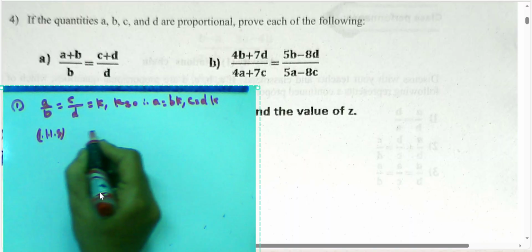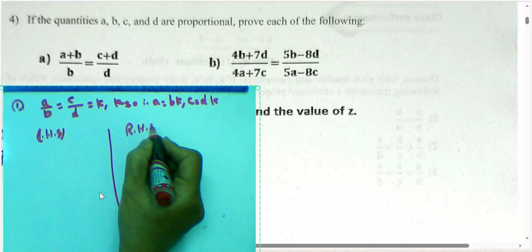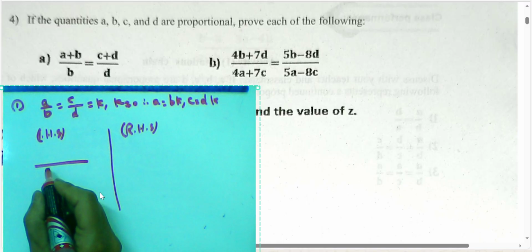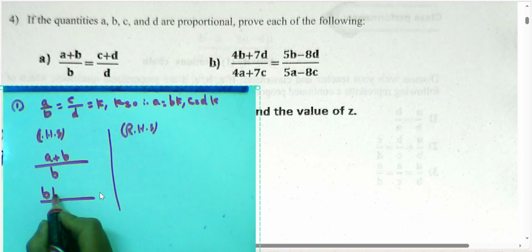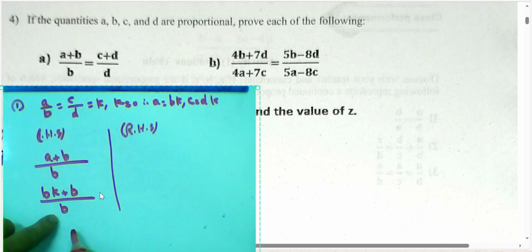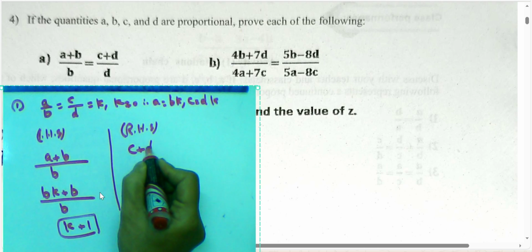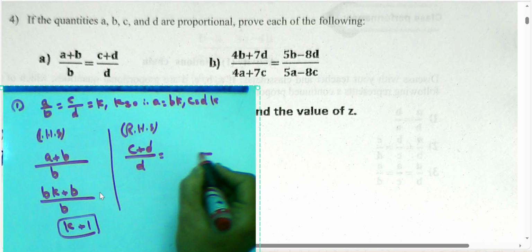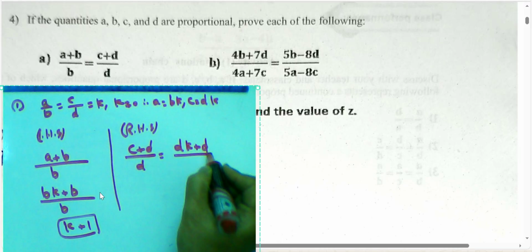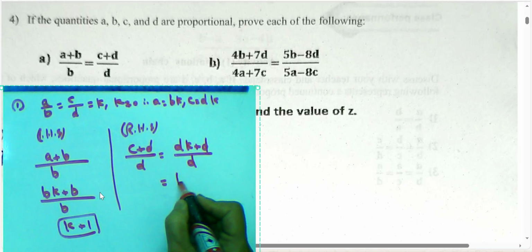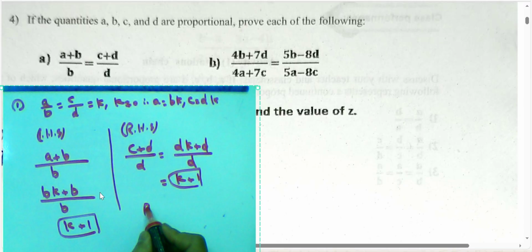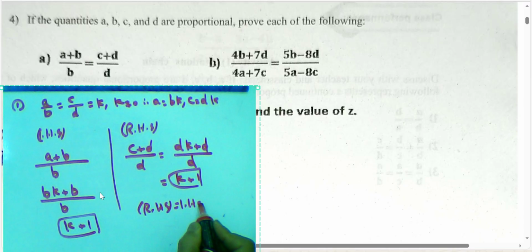Left hand side and right hand side. Left hand side, A plus B over B. A was BK plus B over B. You can write B or divided by B. BK divided by B equals K, and B divided by B equals 1. And right hand side we have C plus D over D. C was DK plus D over D divided by D. DK divided by D equals K, and D divided by D equals 1. They are equivalent. The right hand side equivalent to left hand side. This is question number 1.